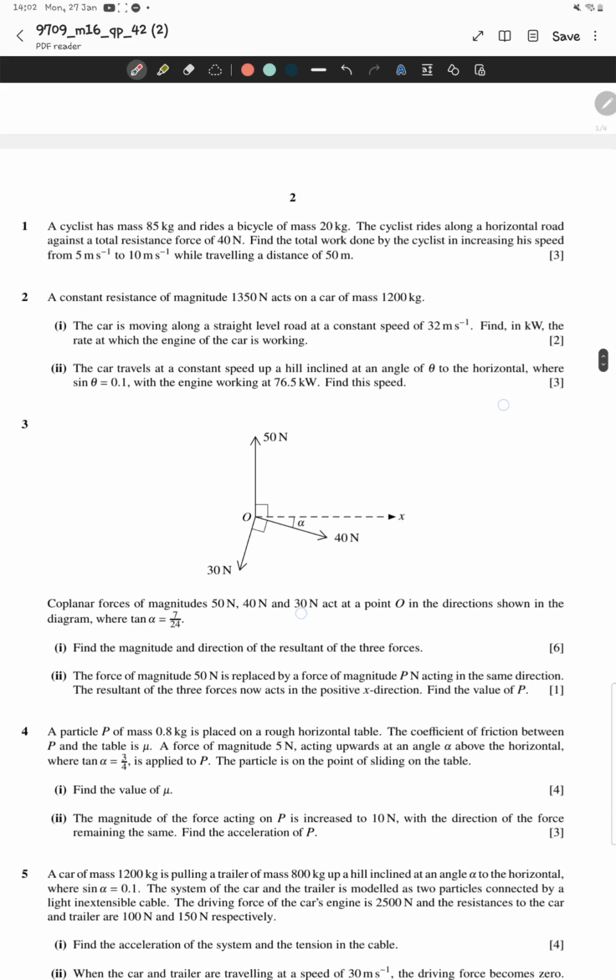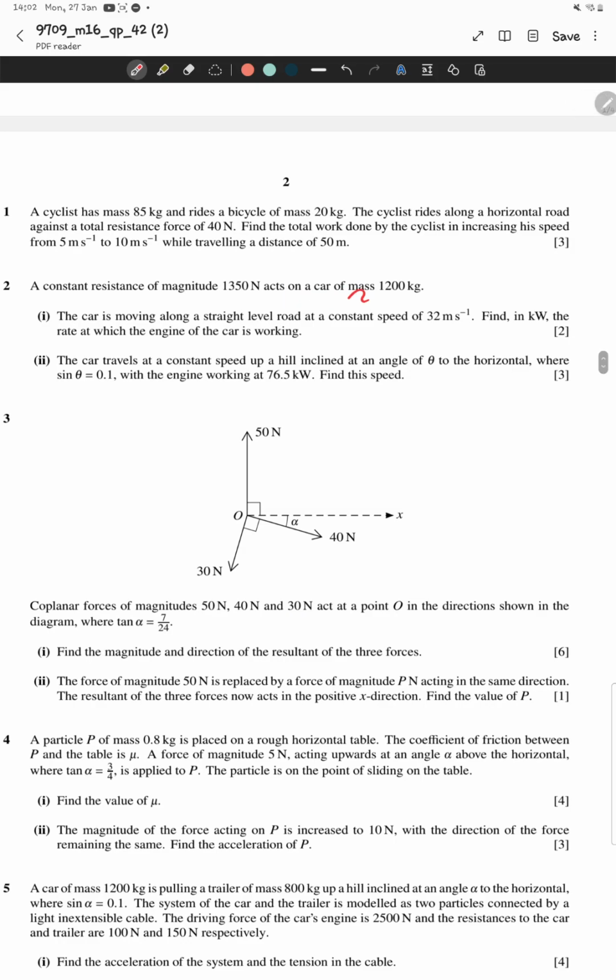Okay. Constant resistance of magnitude this, X, on a car of mass this. The car is moving along a straight level road at a constant speed of this. Find, in kilowatts, the rate at which the engine of the car is working. So power is equal to driving force into velocity, and driving force is equal to the resistance because the speed is constant, which means the force is balanced. So 1350 into the velocity, which is 32. So you get 43.2 kilowatts.